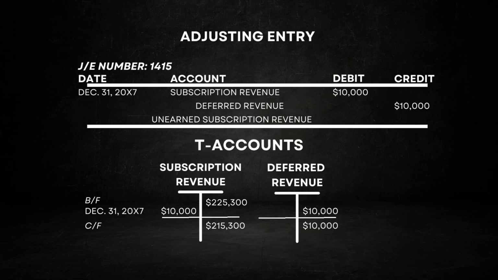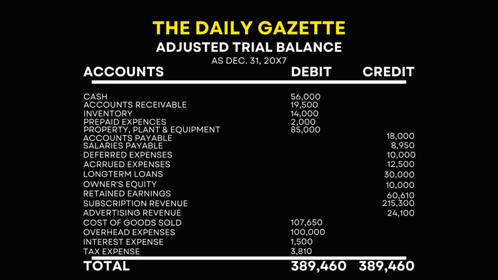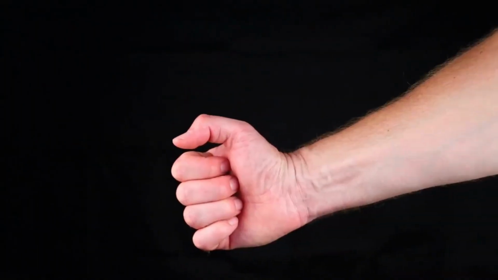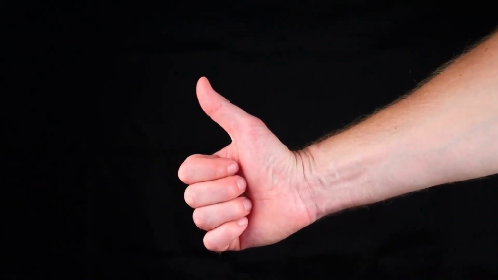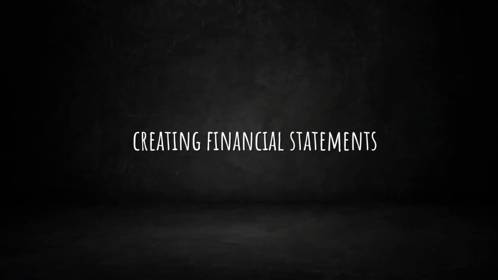Step 6 involves creating an adjusted trial balance, which reflects the impact of the adjusting entries. In the adjusted trial balance, you will notice that your subscription revenue has decreased by $10,000 while your liabilities have increased by the same amount. Despite these changes, the debit and credit totals still match, maintaining the balance in the journal entries. Congratulations on following the accrual method of accounting. Now that the adjusted trial balance is complete, we can move on to step 7, which involves creating financial statements.